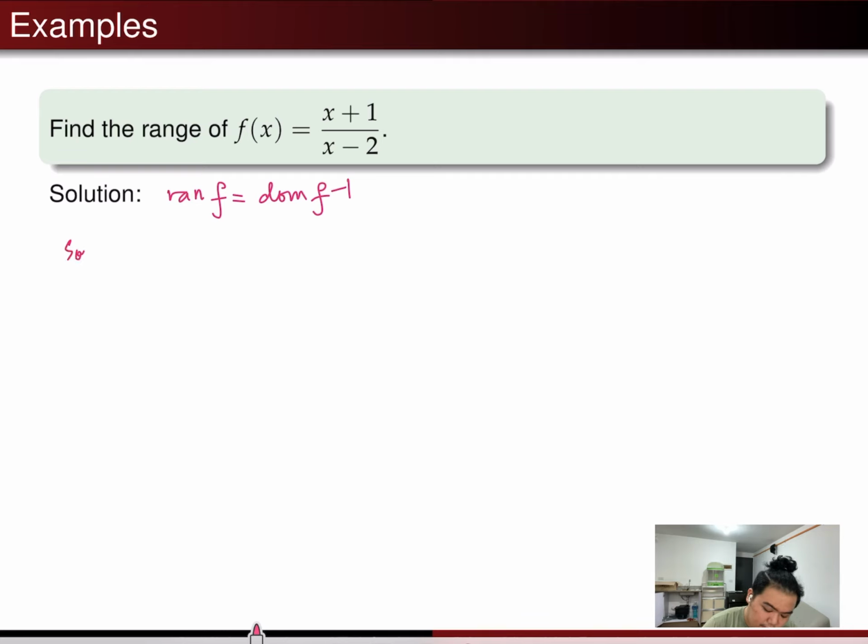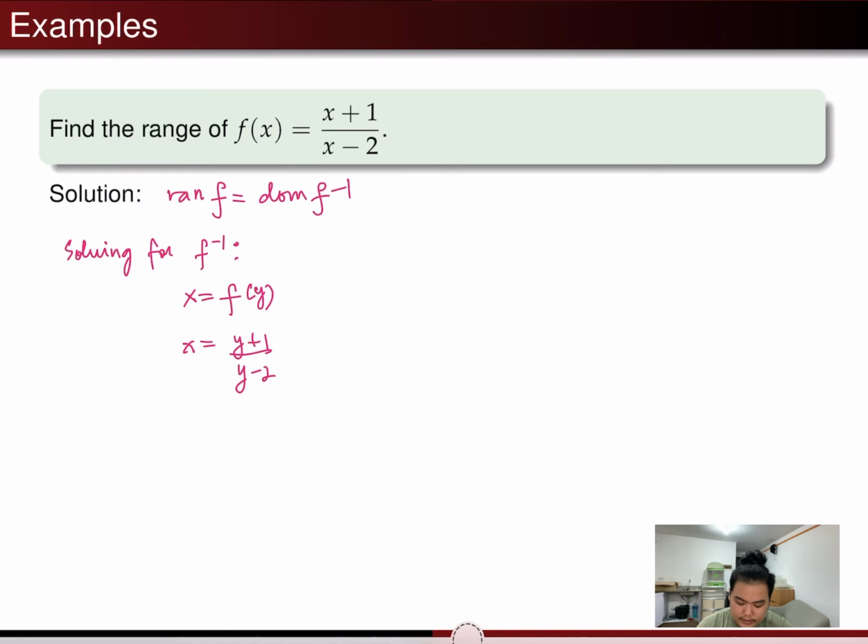So, solving for the inverse. x equal to f of y. So, x is y plus 1 over y minus 2. And then you solve for y. I think we can cross multiply. The denominator here is 1. x times y minus 2 is y plus 1. xy minus 2x is y plus 1.